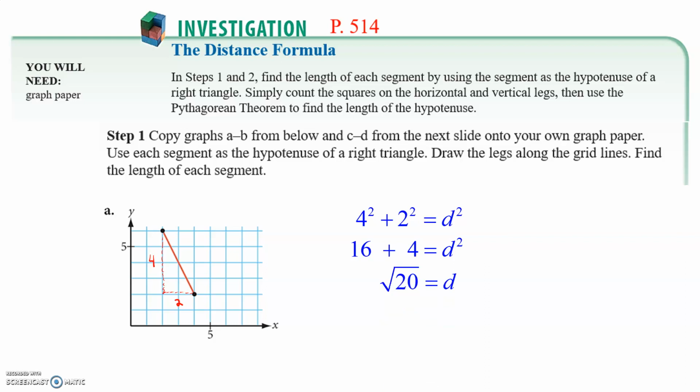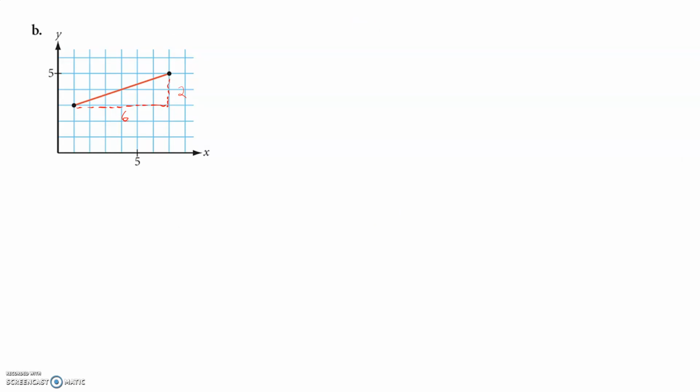Then if I take the square root of each side, I have the square root of 20 is equal to d. 20 is 2 times 10, and 10 is 2 times 5, so it's the square root of 2 times 2 times 5. The two 2's can come out, and there'd be a 5 left inside. So that is the answer in simplest radical form. And then they do a whole bunch of these other ones. So I'll do one more, and then we'll skip the 2 after that.